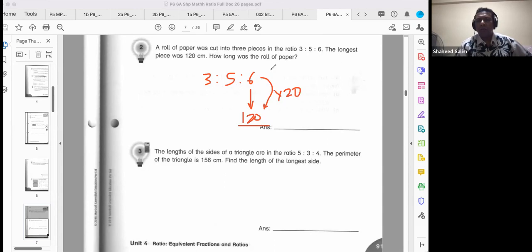So now they want to know how long the whole roll of paper is. The whole roll of paper is 3 units plus 5 units plus 6 units. This is one part of paper, another part of paper, another part of paper. The whole thing is the whole paper. So 6 plus 5, 11. 11 plus 3 is 14. So 14 also must times by 20. You get 280 cm. 280, yeah?